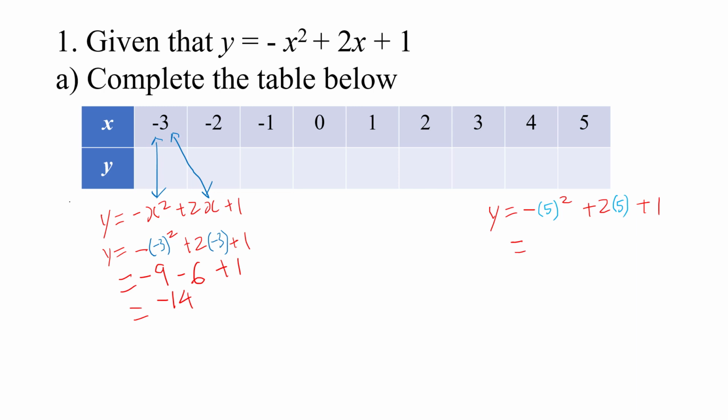So when x is equal to 5, I have negative 25 plus 10 plus 1. And I will get negative 14 as well.